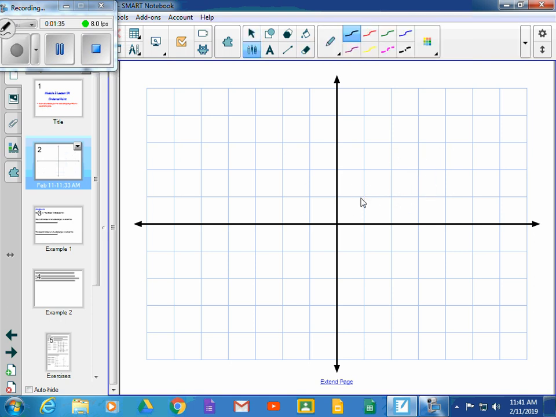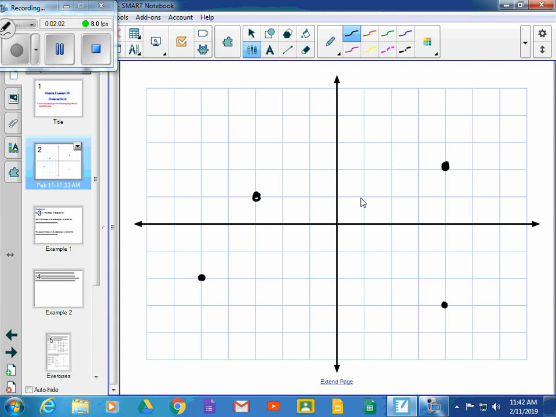So I'm going to plot some points on here and talk about how we find those locations. Now, to keep it simple here, we're going to pretend that the scale is 1. So every one of these little spaces that you see, we're going to go by ones. We're going to go up by ones, down by ones, left and right by ones.